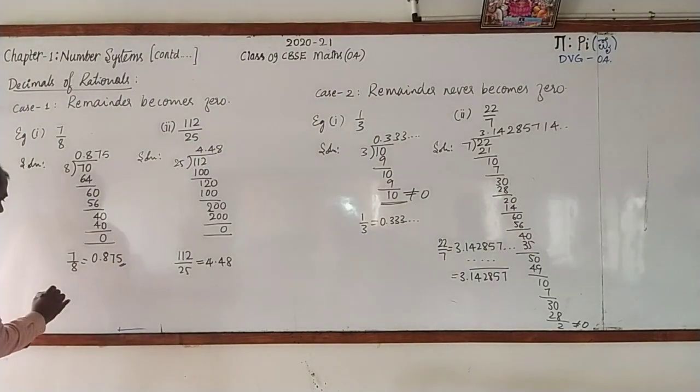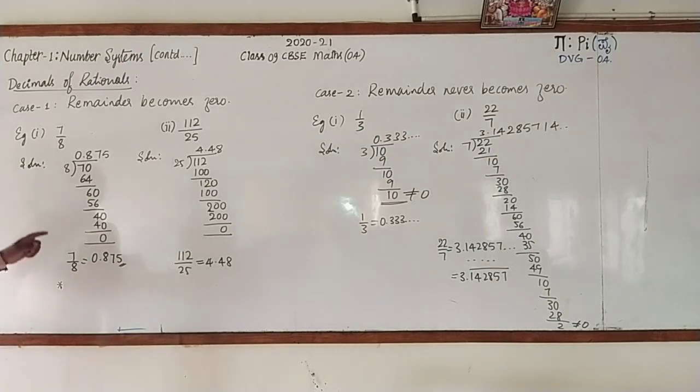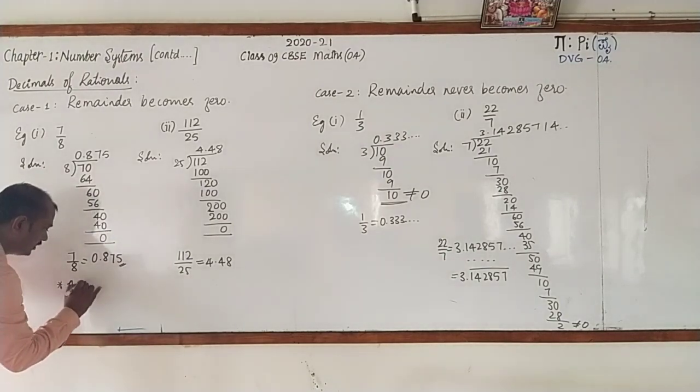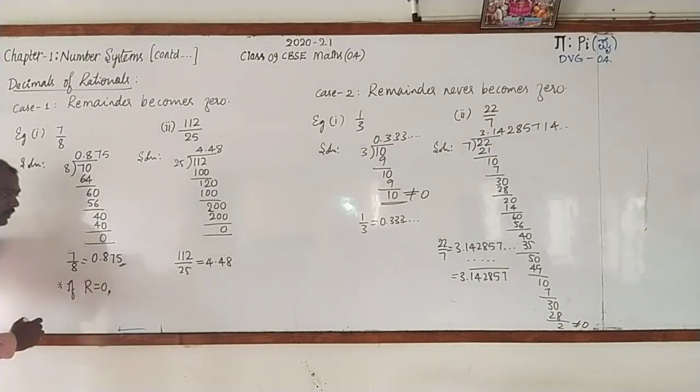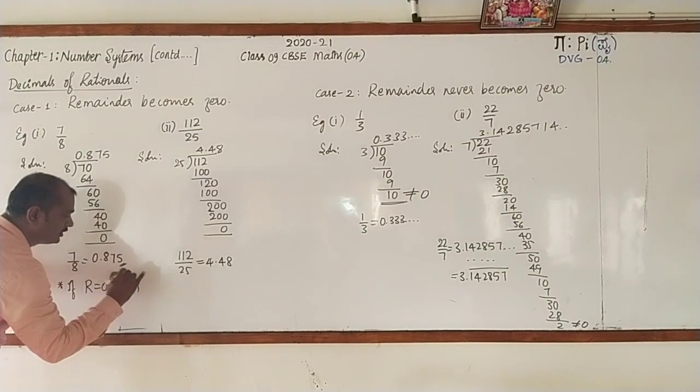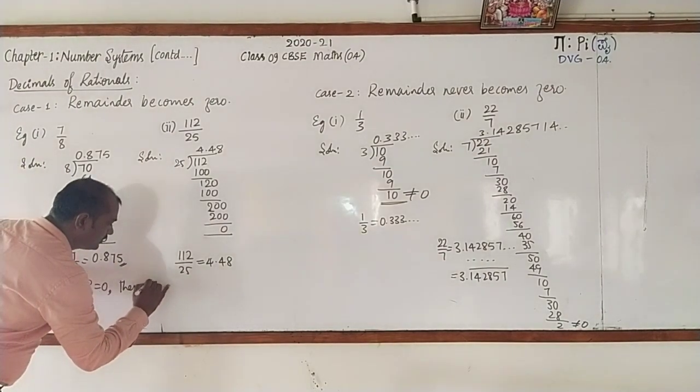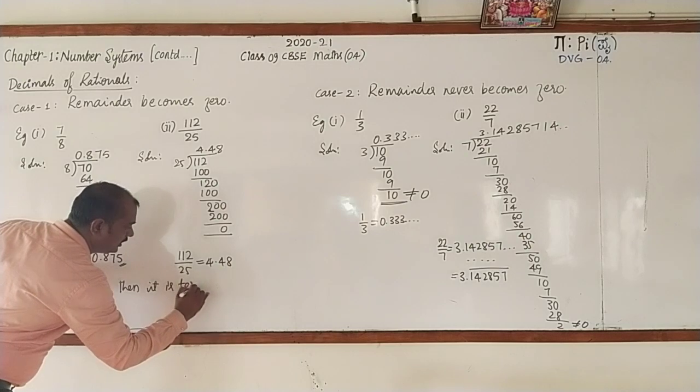As I said, is there any other condition? Let me tell you that. Let me write them as points. If remainder is equal to 0, then what is it? Then it is terminating.